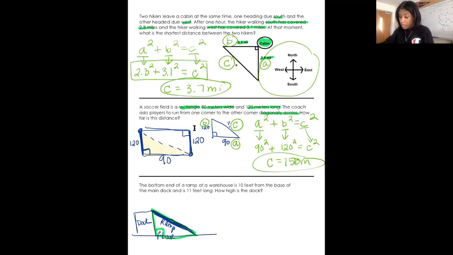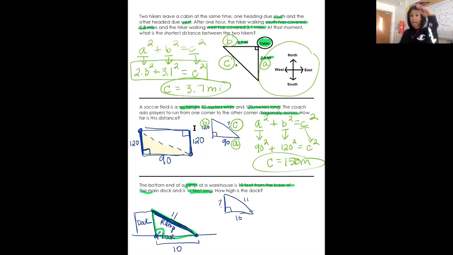All right. So what do we know? We know 10 feet from the base of the main dock, 11 feet long. We're talking about a ramp. So the ramp is 10 feet from the base of the dock. So here's the dock, here's the beginning of the ramp. This distance here is 10 feet. How long is the ramp? The ramp is 11 feet long. So my triangle looks like this, 11, 10, unknown.